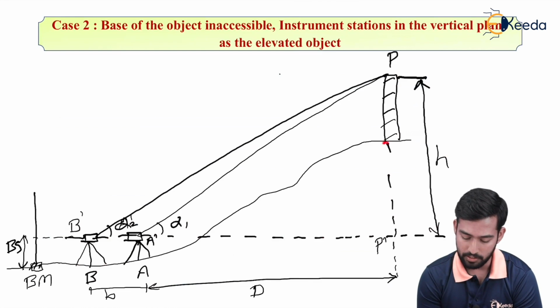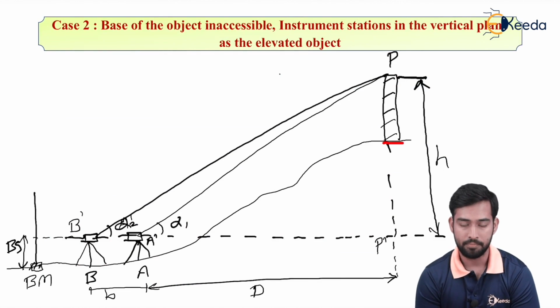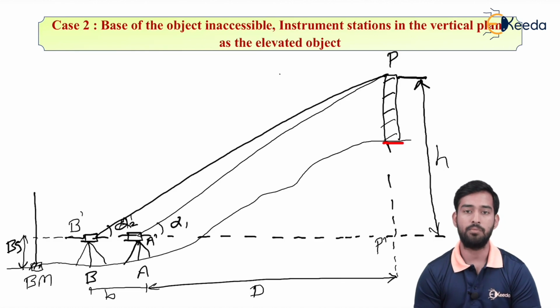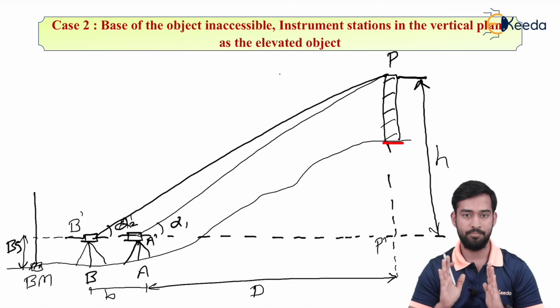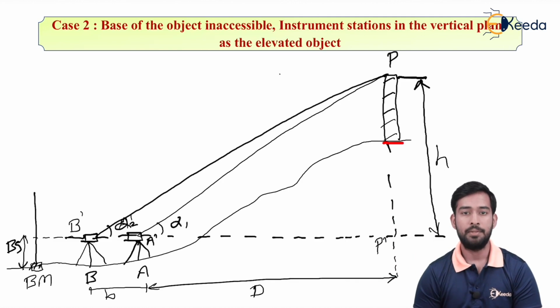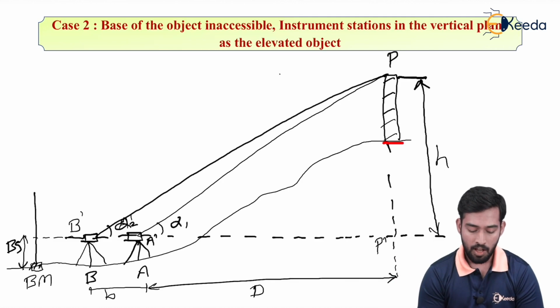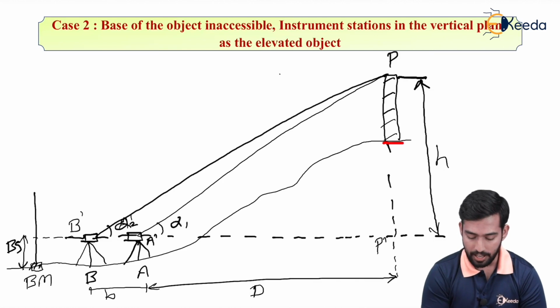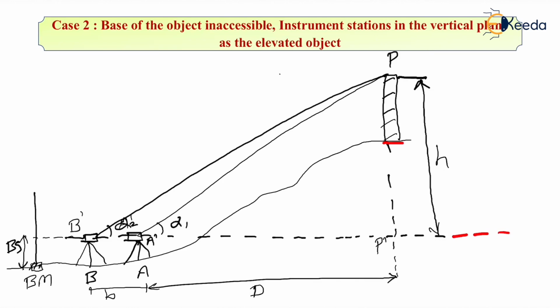The base of the object is inaccessible. We can't go over there, and it is on an elevated portion. But the instrument station is in the vertical plane as the elevated object. Both the instrument station as well as the elevated object are in the same vertical plane, in the same line. So here, as we can see, A and B are two instrument stations, and the line of collimation is passing through the same height for both the points.